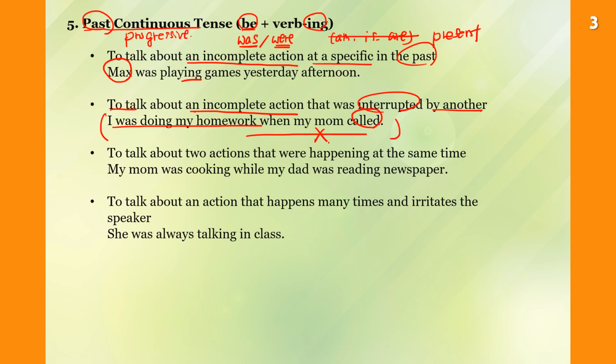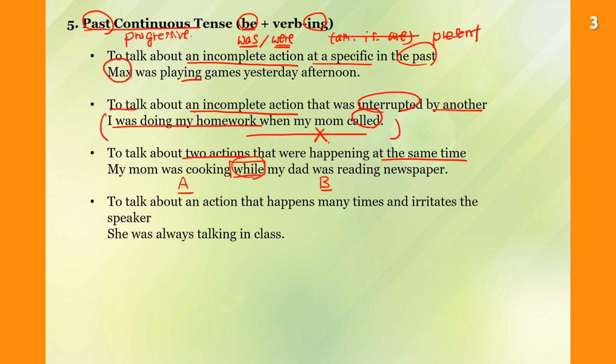And we use past continuous to talk about two actions that were happening at the same time, and this time we need to use while. My mom was cooking and my dad was reading newspaper. A and B were happening at the same time. So when you separate them, you use while to separate them. My mom was cooking while my dad was reading newspaper.